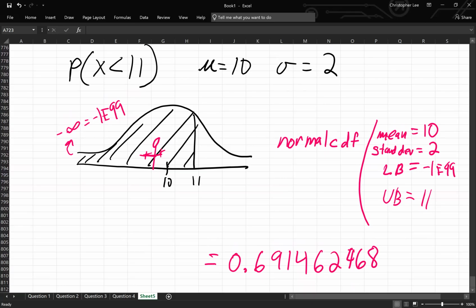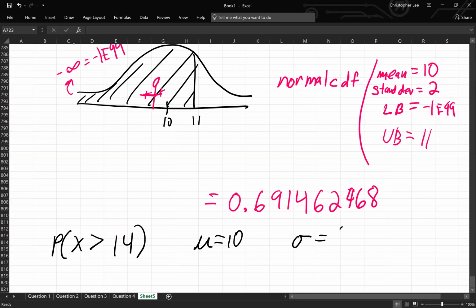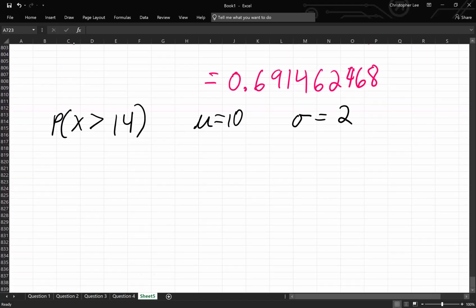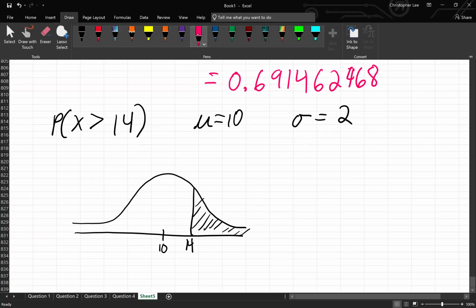Let's do the reverse now. Let's say that I want the probability of it greater than, right? So let's say I want the probability of X greater than 14. I'm just making these up, right? Mu is equal to 10. Standard deviation sigma is equal to 2. All right? What are we going to do with that? We're going to first draw our distribution. So I know that my mean is 10. I know that I want up to 14. And I want the area to the right of it. I want greater than. Just like that, right? Let's pretend I'm standing right here.